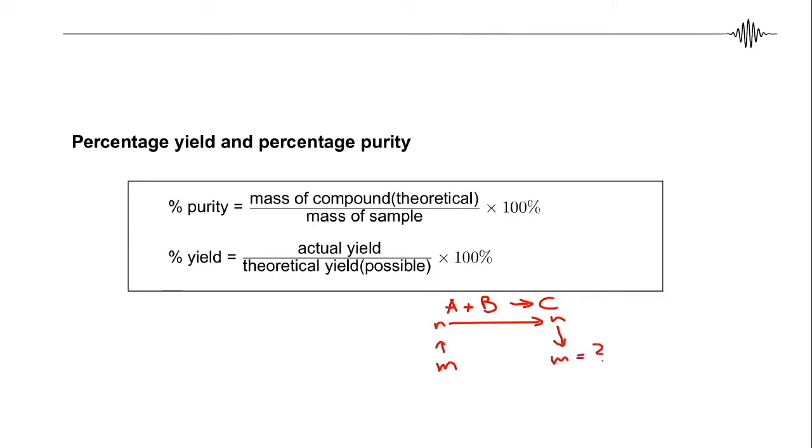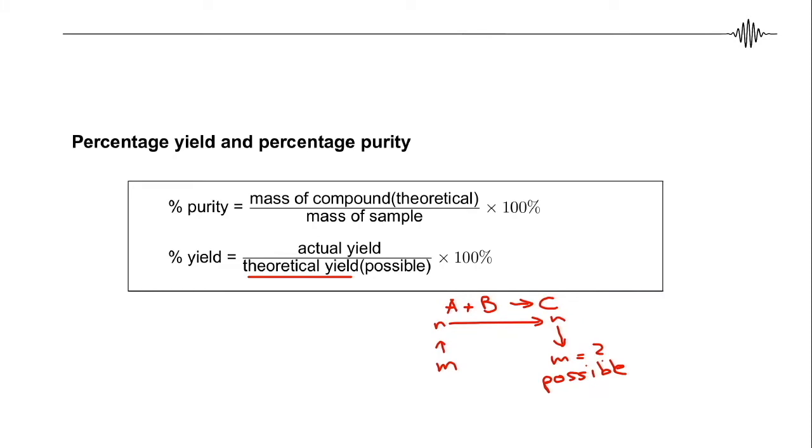So I'm going to do my mole calculation, and my mole calculation is to determine what is possible. So here our mole calculation is to work out that theoretical yield at the bottom. So we're doing a mole calculation, and you're definitely going from left to right because you want to work out the possible yield. Then let's look at percentage purity.